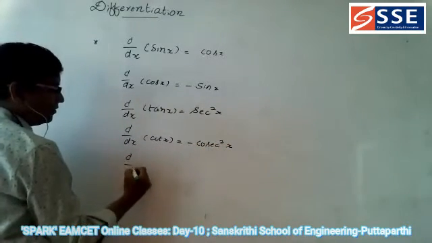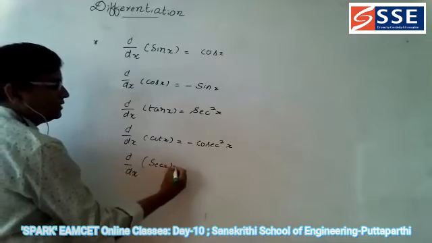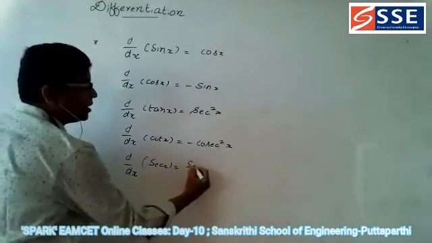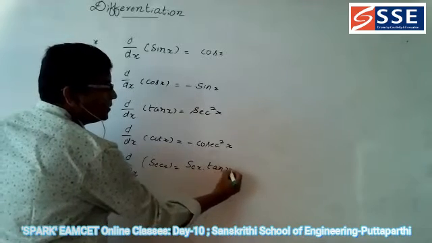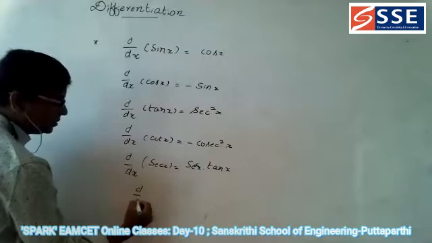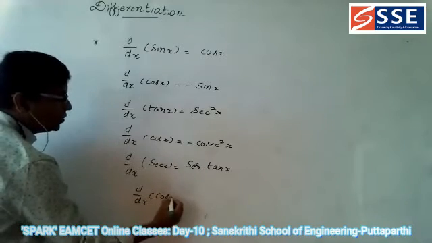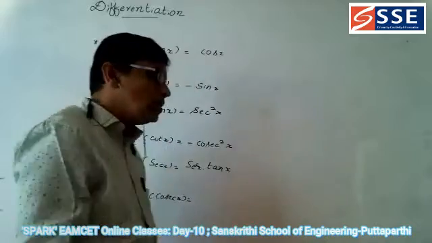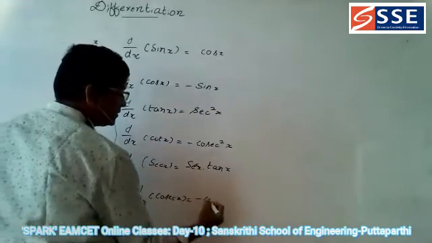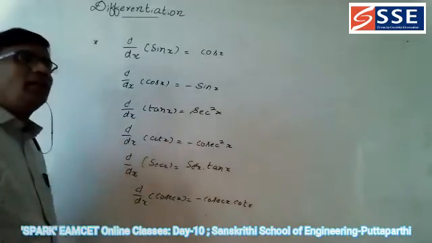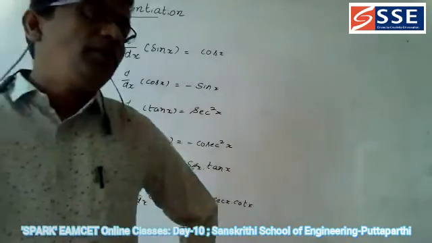So d by dx of secant x is equal to secant x into tan x. You are already well familiar with all these things. Meanwhile, d by dx of cosecant x is equal to minus cosecant x cot x. So these are the basic formulas of trigonometric ratios.